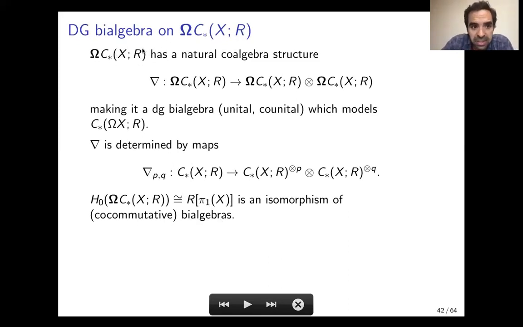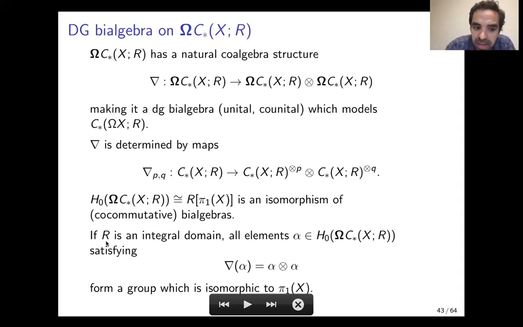So the fact that this Khobar construction as a bialgebra models the base loop space implies that the zeroth homology of the Khobar construction is isomorphic to the zeroth homology of the base loop space, which is the fundamental group ring of the space X. So pi 1 of X is a group, and then R of pi 1 of X is a group ring, and this is an isomorphism of bialgebras. In fact, it's an isomorphism of Hopf algebras, because this bialgebra has the property of being a Hopf algebra, namely it admits this antipode map.